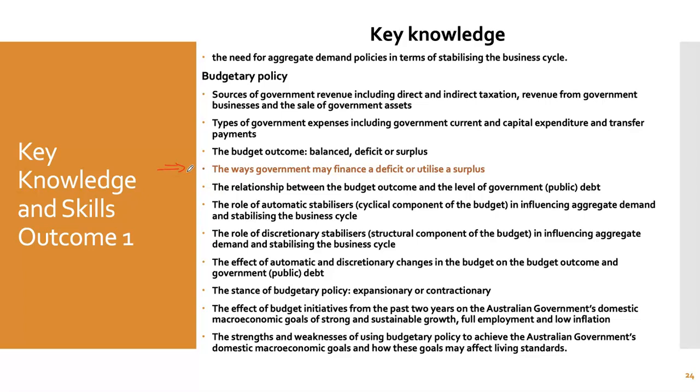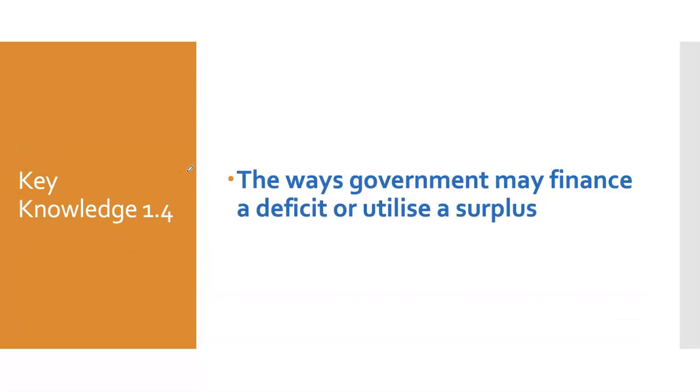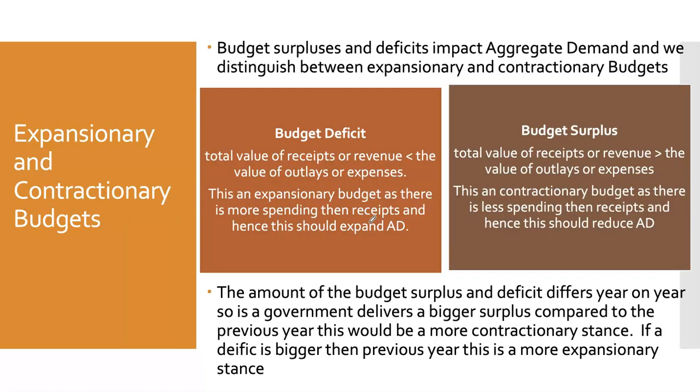So previous videos discussed what budgetary policy is, revenues and expenses, and what a budget deficit or surplus is. So you might want to relook at those videos if you're not sure about those topics. And as I said, the purpose of this video, the learning intention, what do I want you to get out of it? What is a government going to do? What are their options if they have a government deficit? How are they going to finance it? And if they have a surplus, what are they going to do or utilize with that surplus?